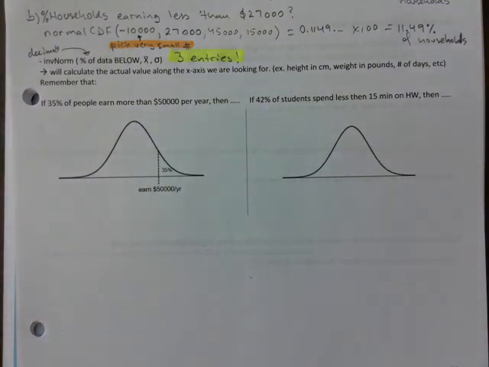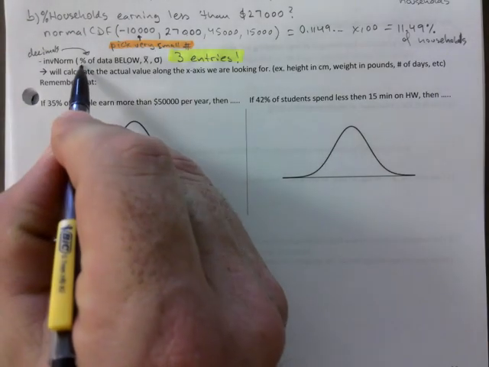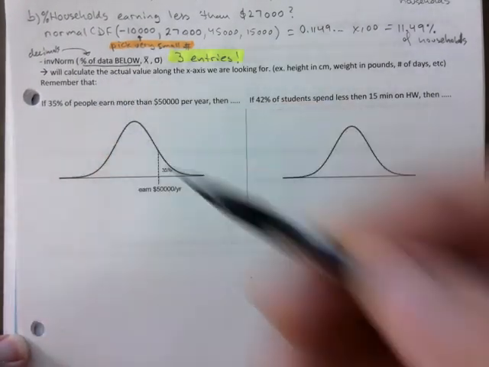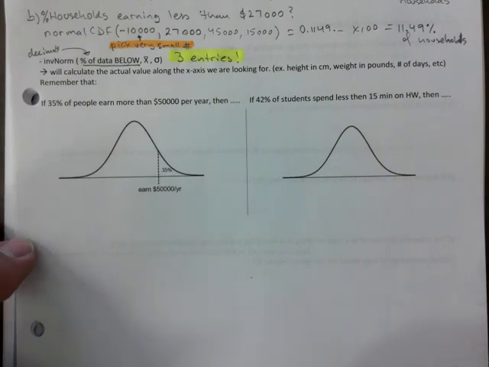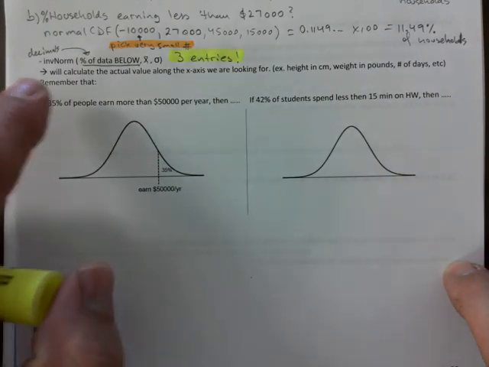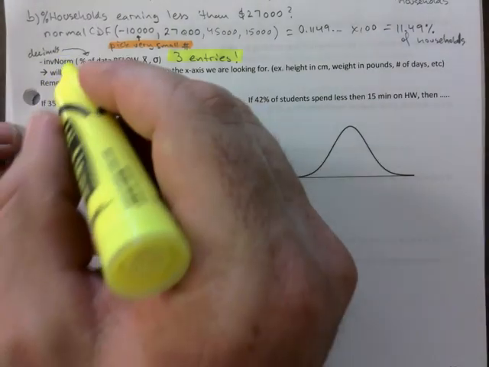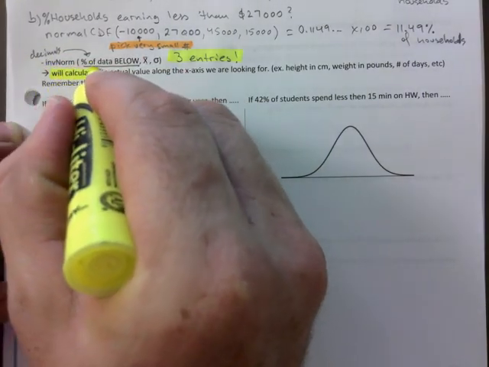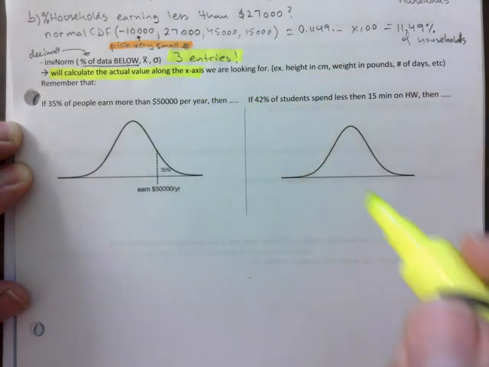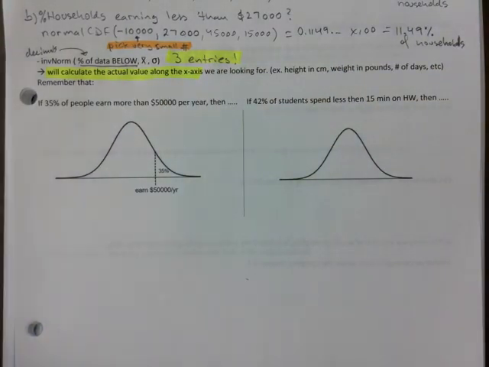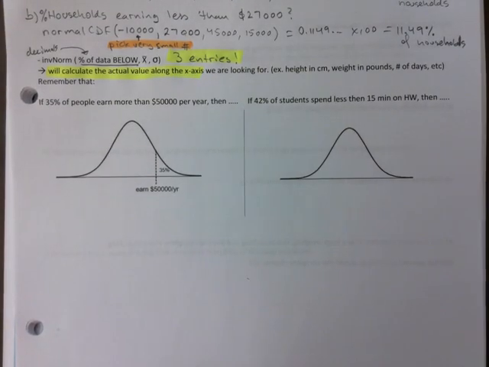But that would be as a decimal, right? This has to be stated as a decimal percentage below. What will it do? Watch this. It will calculate the actual value along the x-axis we're looking for. So it doesn't give you a percentage, guys. It gives you the actual value you'd be looking for. It could be height, weight, number of days, you name it. And here's where I need you to pay attention.